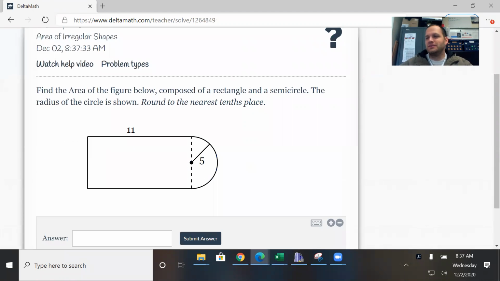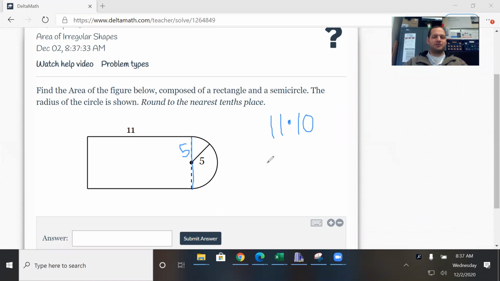All right, this one looks pretty easy. Let's see here. We have a rectangle. What is the size of the rectangle? It's 11 times, if you said 5, you are incorrect. This little piece right here is 5. We need to know the entire length. So wouldn't it be 10? 11 times 10. Very good.